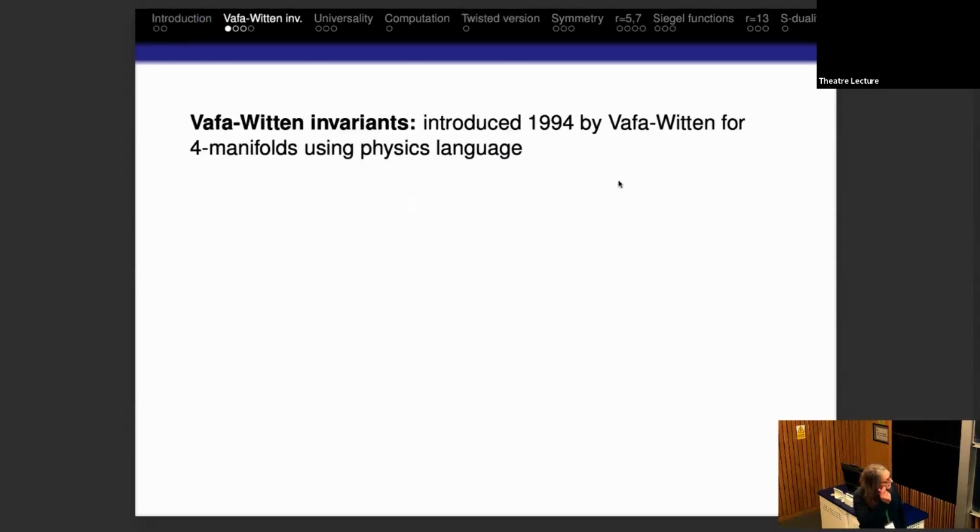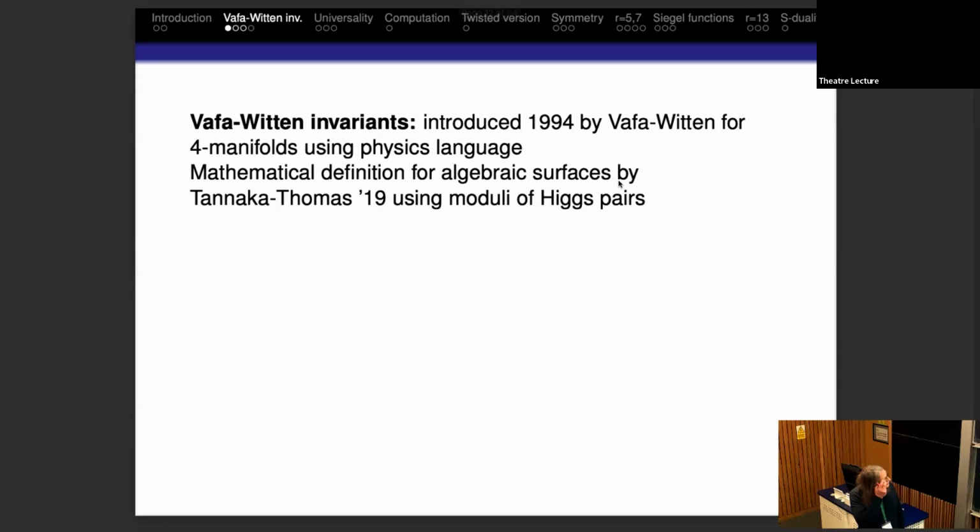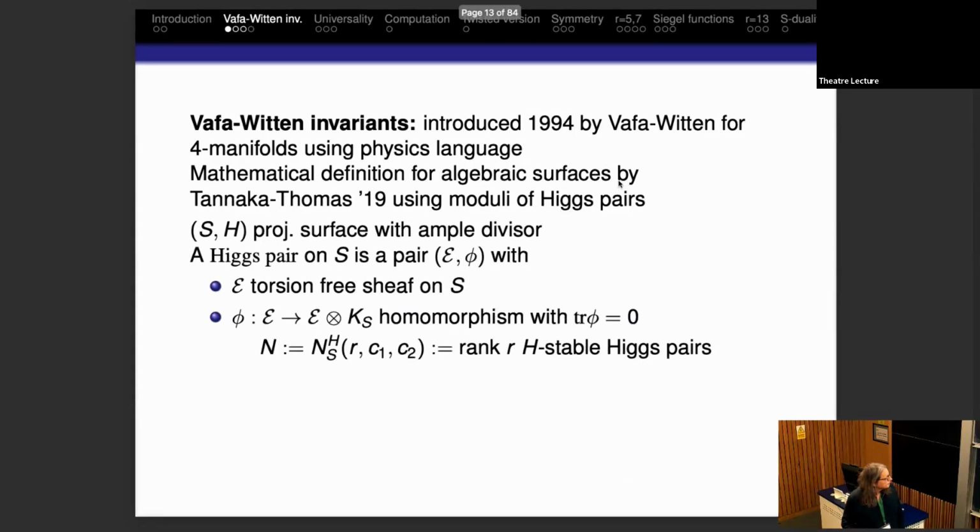And now I want to come to the Vafa-Witten invariants. They were introduced in 1994 by Vafa and Witten, more generally for four-manifolds, using the physics language. In algebraic geometry, for algebraic surfaces, a mathematical definition was given by Tanaka and Thomas in 2019 using a moduli space of Higgs pairs, and I briefly recall that.